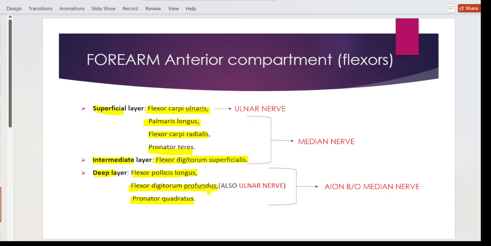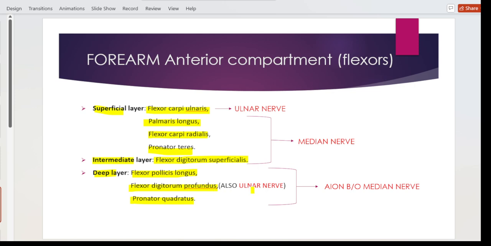And flexor digitorum profundus, the deeper one, is supplied by two nerves. One is the branch of median nerve, that is anterior interosseous nerve, and the other one is the ulnar nerve. So it's also a hybrid muscle.